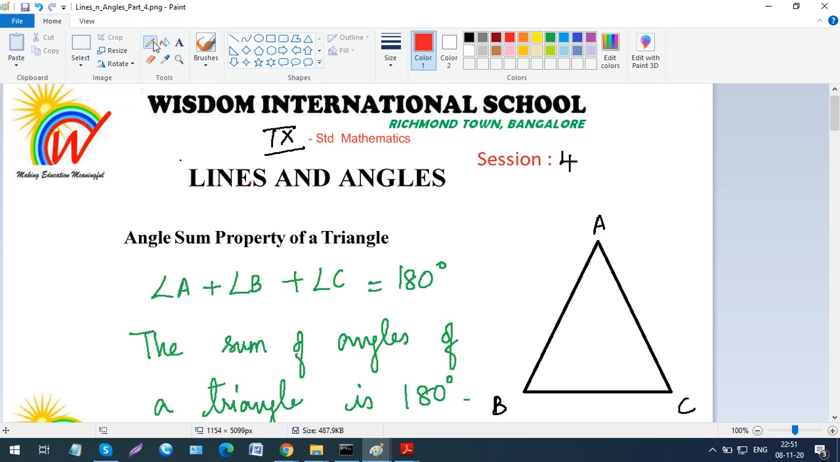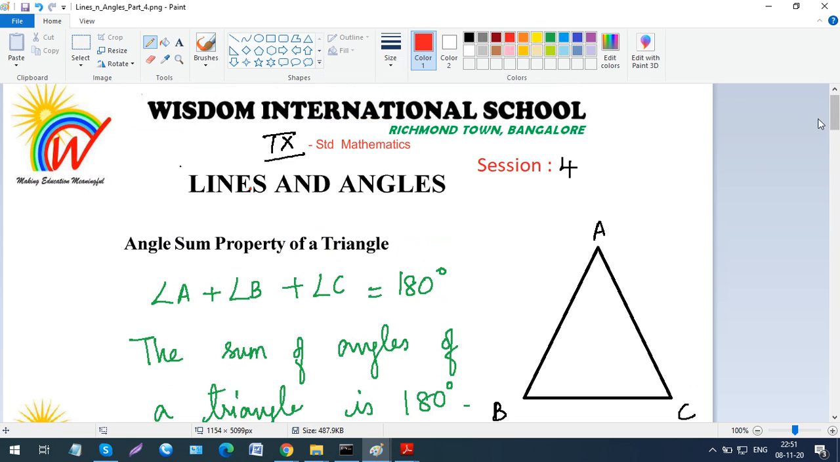So we'll continue with lines and angles. I hope you have completed your classwork for the previous exercise. We have come to the end of this chapter, so with this video we finish this lesson.